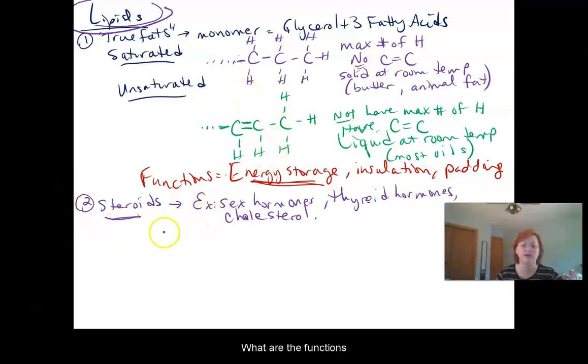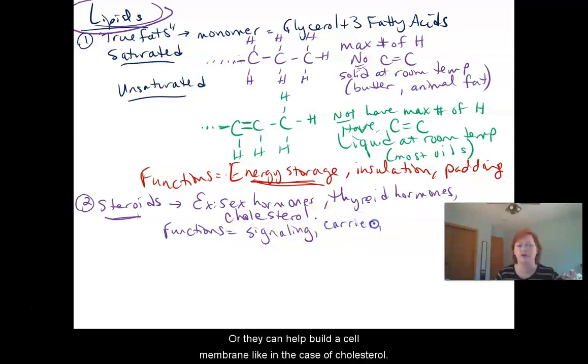What are the functions of steroids? Most of them are going to be involved in signaling, although they can also act as carriers, or they can help build the cell membrane, like in the case of cholesterol.